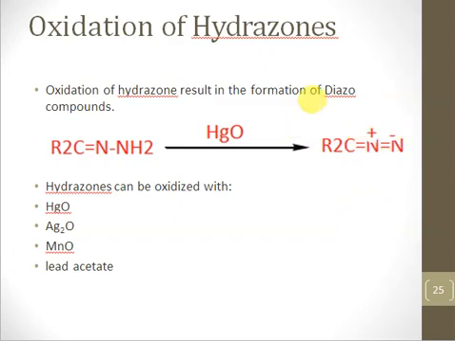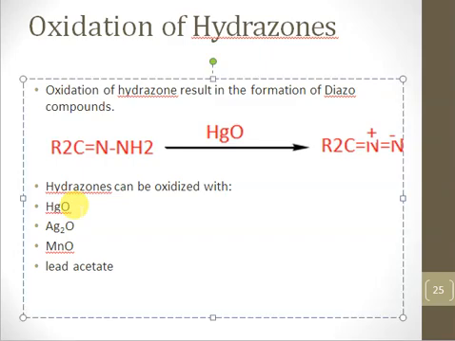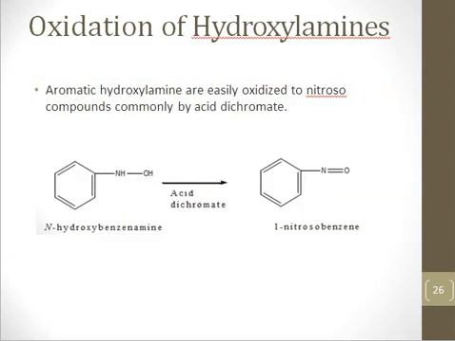So in order to oxidize the hydrazones to form diazo compounds, you can make use of mercuric oxide like previously. You may use silver oxide, you may use manganese oxide, or you may make use of lead acetate in the form of lead tetraacetate. Right, so these are the reagents which are used for such conversions. Lastly, you will see that if you have to oxidize these hydroxylamines, right, this is hydroxylamine because that's an amine, and this amine is attached with the hydroxyl, right?